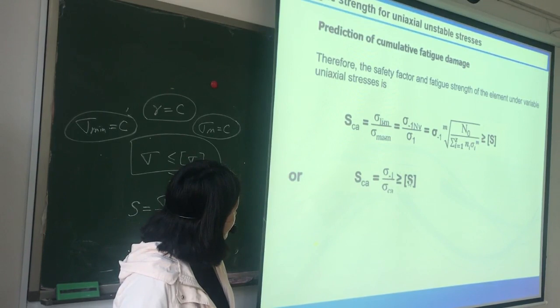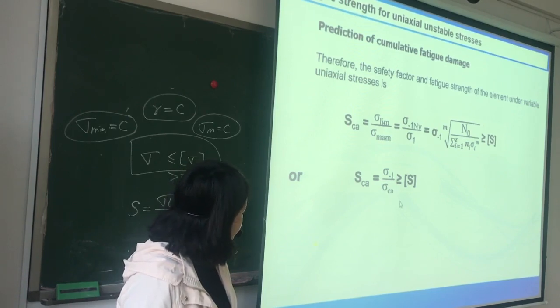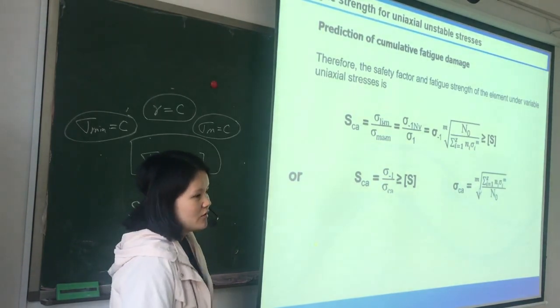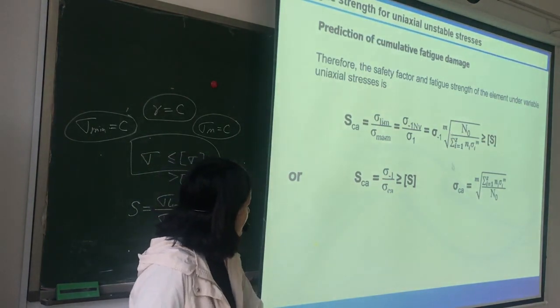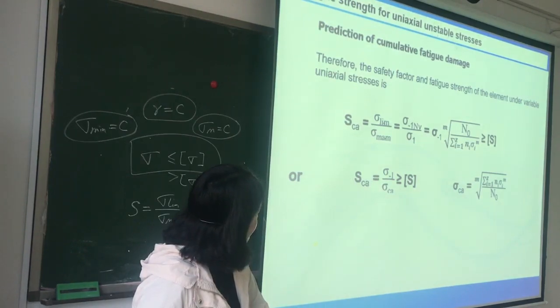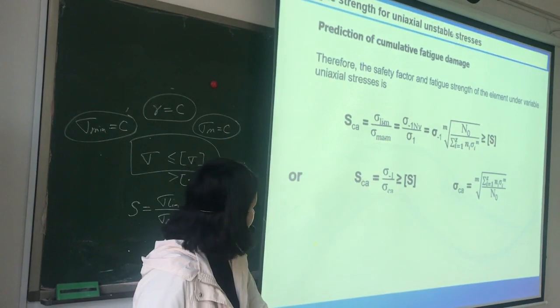Or this: Sa equals sigma minus 1 divided by sigma Ca, and sigma Ca can be expressed as this. So using the two equations, we can calculate the safety factor of the unstable stresses.